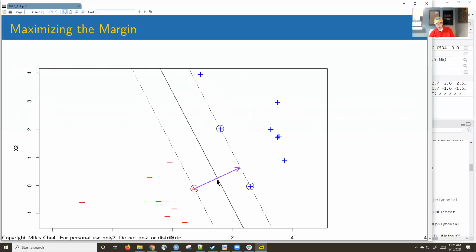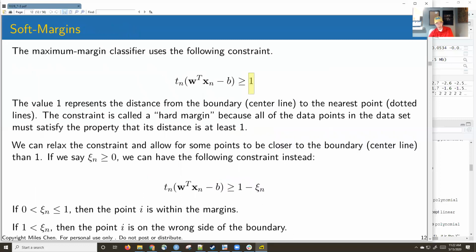this margin, right? So if we say here's the boundary and the perpendicular distance from this point to this point is equal to 1, all of the points have to have a distance of 1 or more, and all of these points have to have a distance of 1 or more. We can say, you know what, it's okay to have a point inside the boundary where the distance is less than 1. It's even okay if a point is on the wrong side of the boundary, like having a plus point over here where the distance is actually going to be negative. So that's what having a soft margin is.